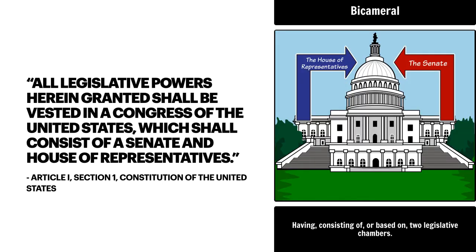Article 1, Section 1 starts out by saying all legislative powers herein granted shall be vested in a Congress of the United States, which shall consist of a Senate and a House of Representatives. So we have what is called a bicameral, not bicamel, that's a camel with two humps, bicameral Congress. So that means we've got two houses. We've got the Senate and we've got the House of Representatives.